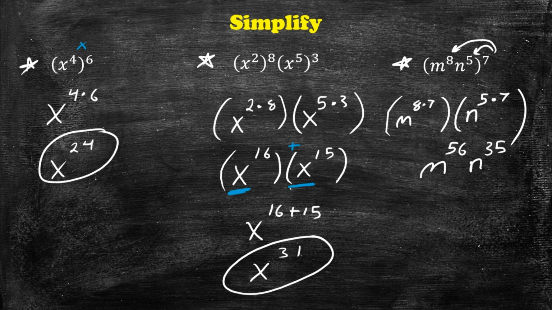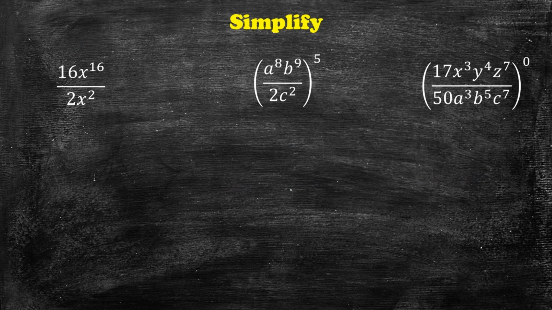And now the important thing to note is that these bases are not the same because you have an m and an n. And that's why we don't add those two exponents now. So this will be our final answer.